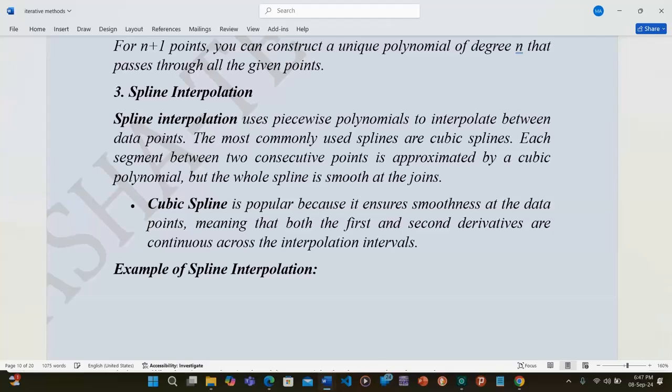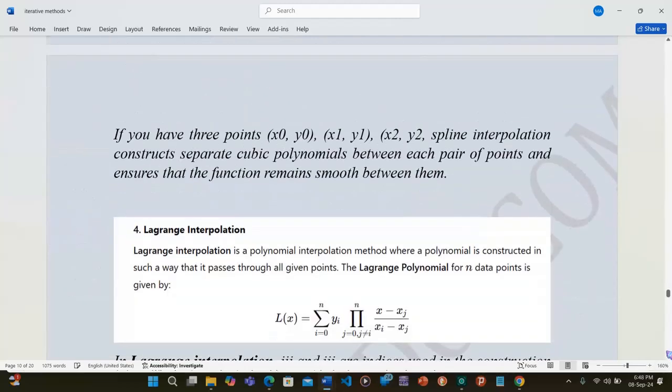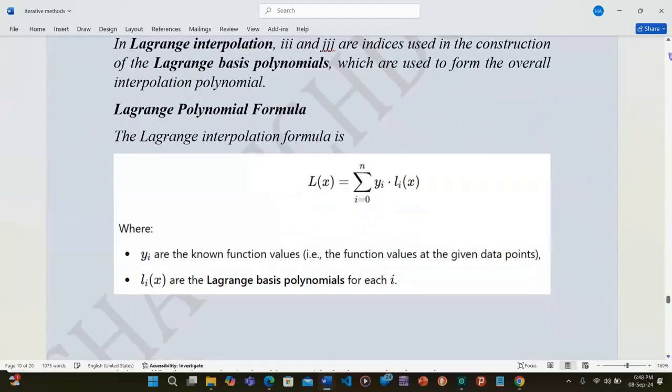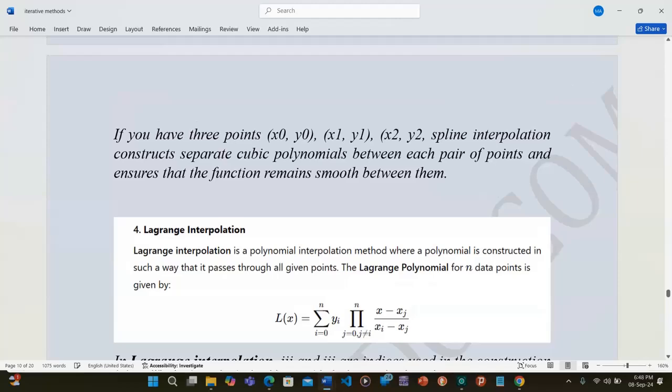Then the spline uses piecewise polynomials to interpolate between data points. The most commonly used splines are cubic splines. This one we shall not dwell much on. So let's look at the Lagrange.